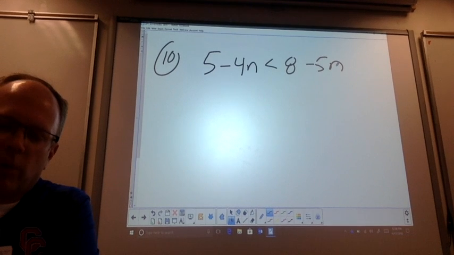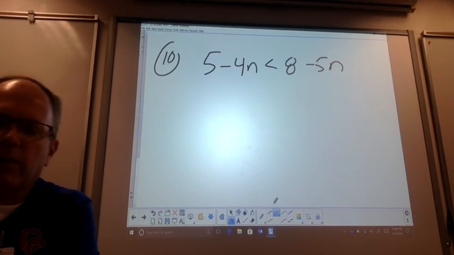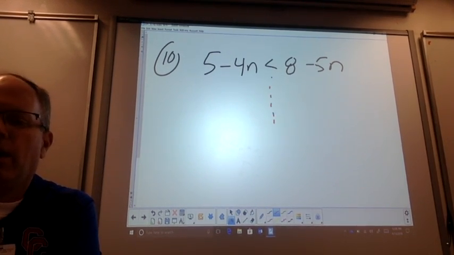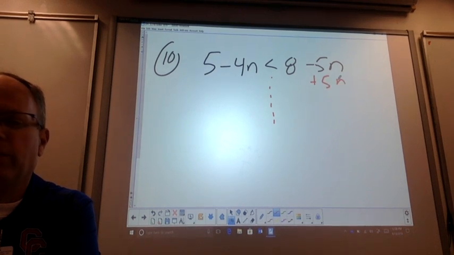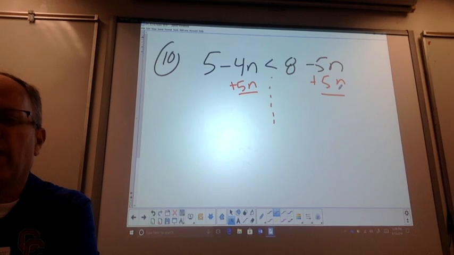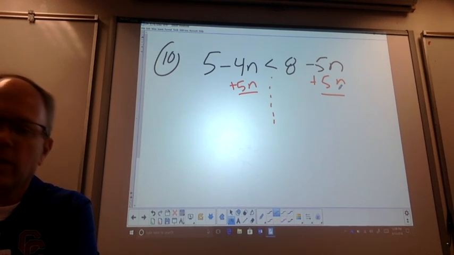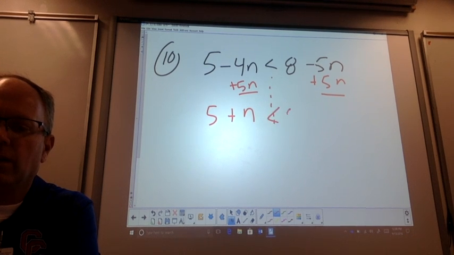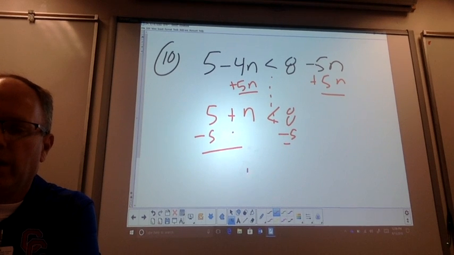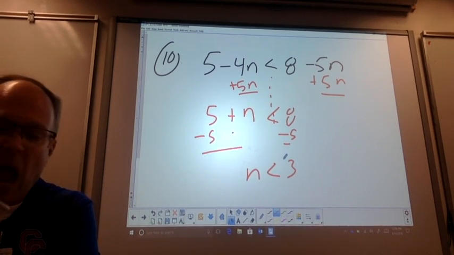Yes. So we're going to treat the inequality sign just like the equal sign, right? We have to start someplace, so I'm just going to start by adding 5n to both sides. You could have started by subtracting the 5, adding the 4n, subtracting the 8, but I just wanted to get the n's on the left side. Is that okay? So I get 5 plus n is less than 8, and then subtract 5, so we get n is less than 3.